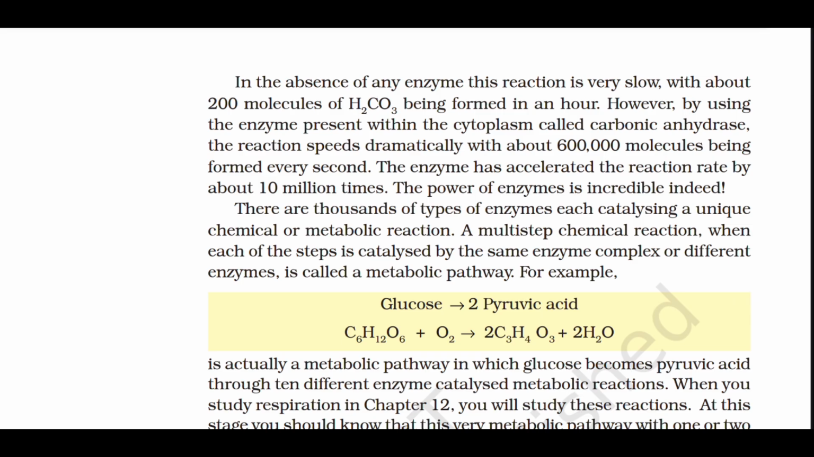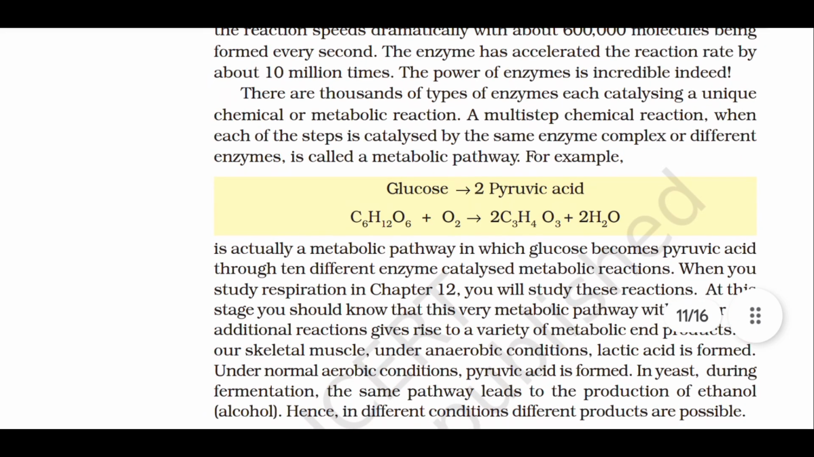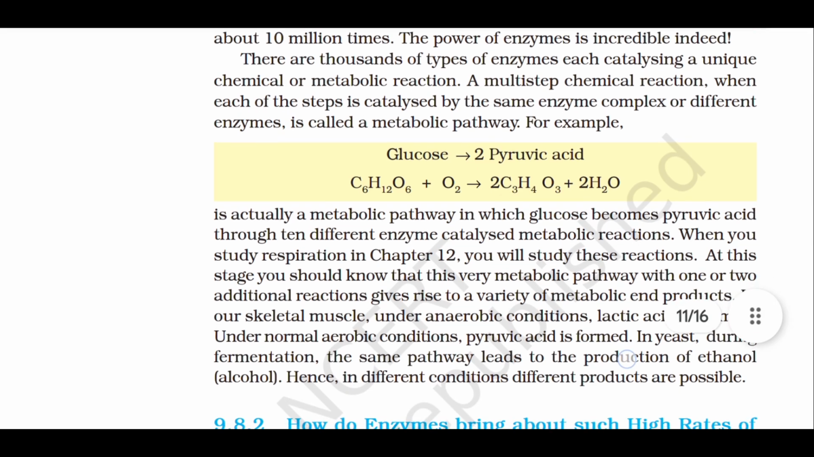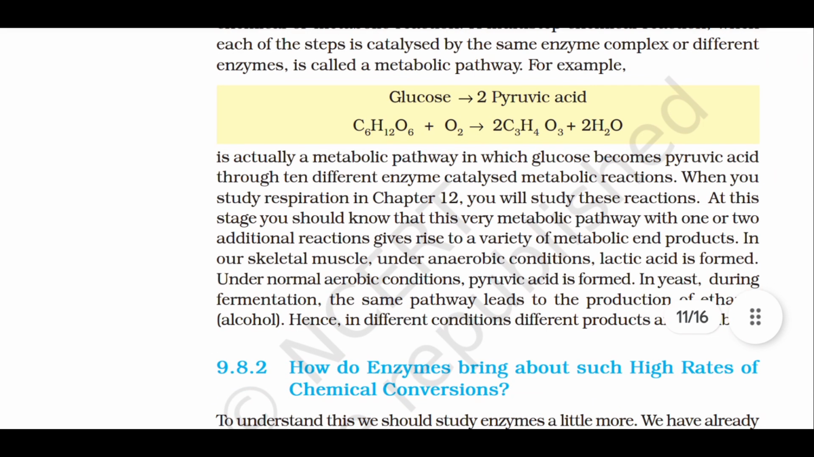There are thousands of types of enzymes, each catalyzing a unique chemical or metabolic reaction. A multi-step chemical reaction, when each of the steps is catalyzed by the same enzyme complex or different enzymes, is called a metabolic pathway. For example, glucose giving rise to two molecules of pyruvic acid is actually a metabolic pathway in which glucose becomes pyruvic acid through 10 different enzyme catalyzed metabolic reactions. When you study respiration in chapter 12, you will study these reactions.